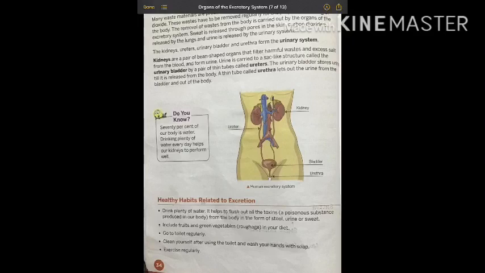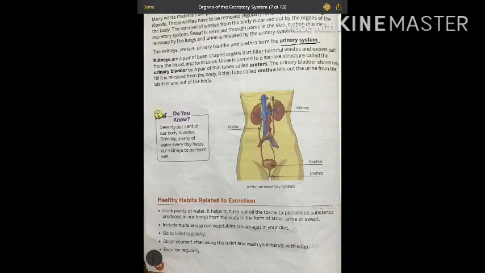Now the excretory system, another term for it is the urinary system. This urinary system helps us to get rid of urine from our body. So what is a system? Why is it called a system? A system is made up of two or more organs. When two or more organs are working together for the same function, they form a system.